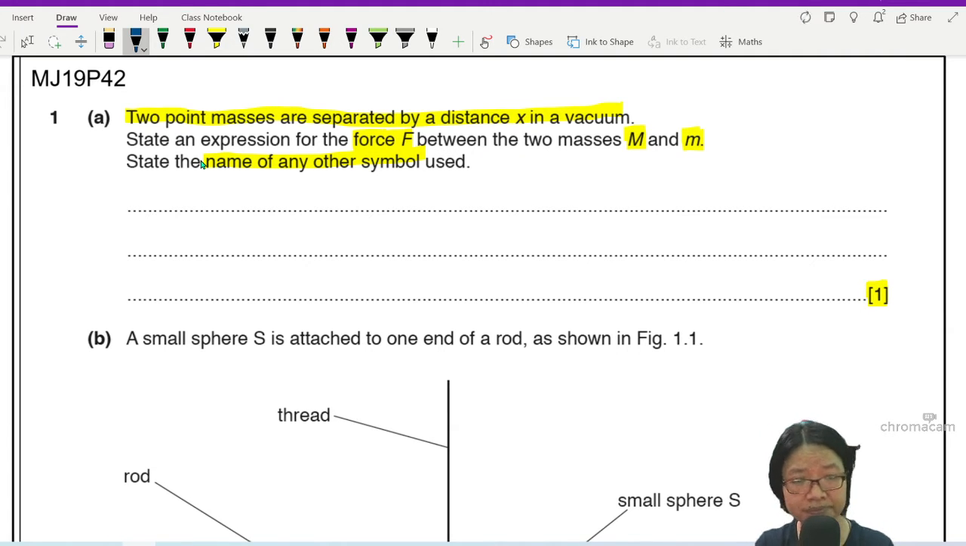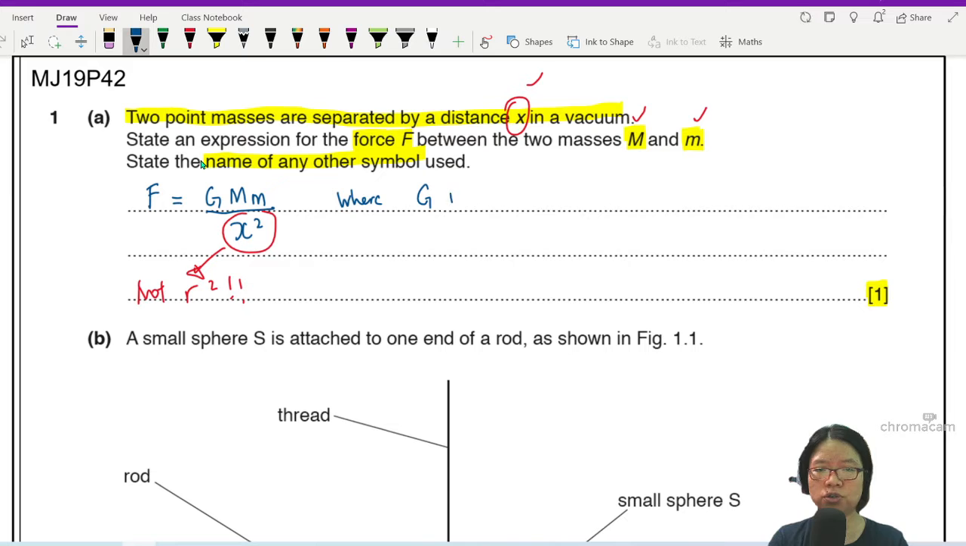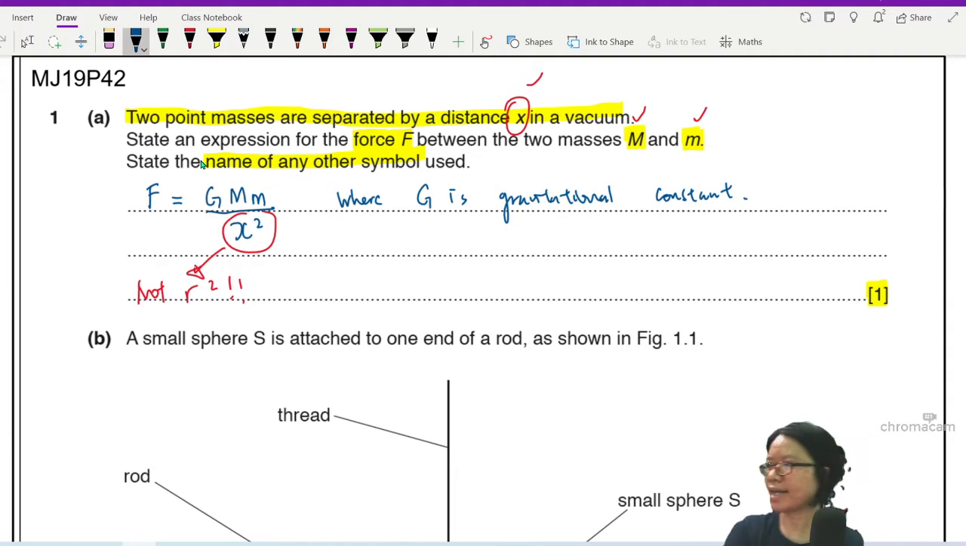So here you want to find an expression for F. Hopefully you will know that this is G mm, but the separation is x, so it has to be G mm over x squared. This one is not R, because they already say the distance is x. So we have x, we have m, we have m. The only thing left to be defined is your gravitational constant G. So you can say where G is the gravitational constant. That is 1 mark.